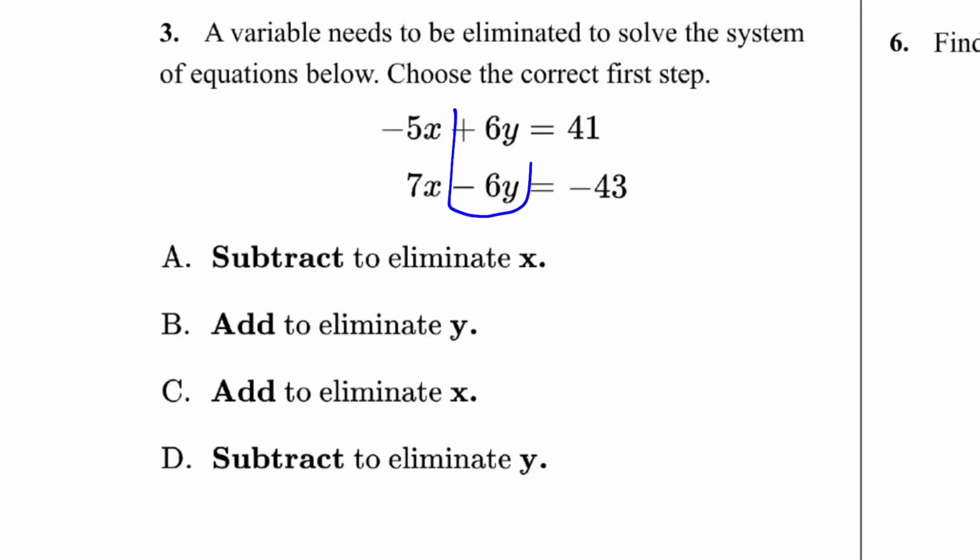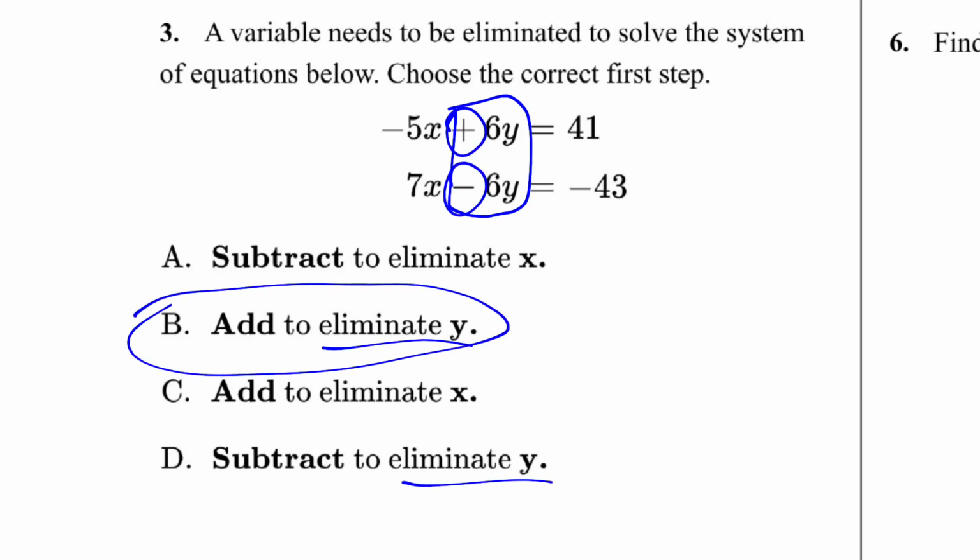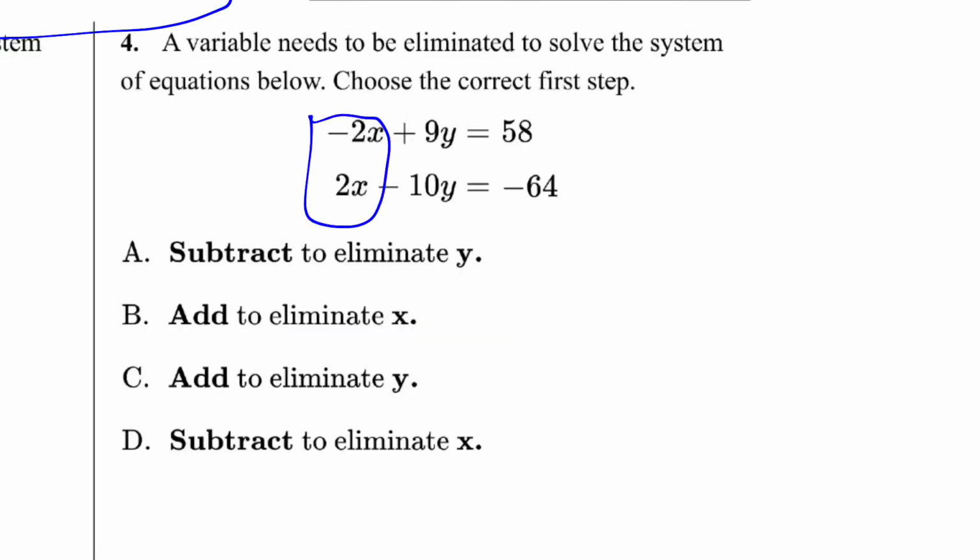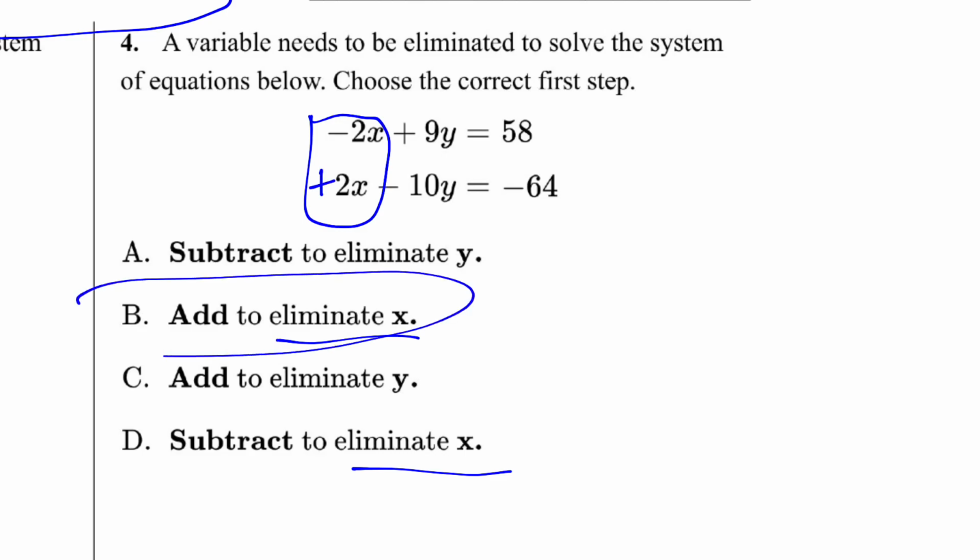Number 3, the y column have the same number, so for sure we're going to eliminate y. Notice one's a plus, one's a minus, so we can go ahead and add these to eliminate. Number 4, the x column has the same number, so we're going to be eliminating x. Notice this is a minus, this is a plus, so if we add straight down, they go away.